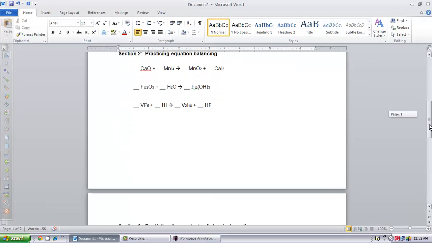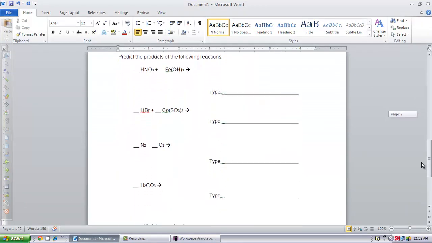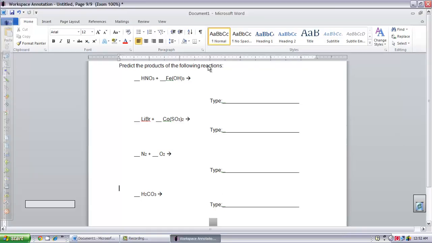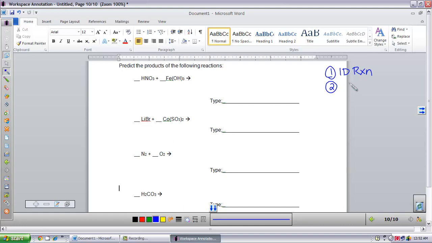Okay, now let's start putting everything all together and let's practice writing products, identifying reactions, and then balancing. So the first thing we'll do is identify the reaction type. Then we'll write our products.